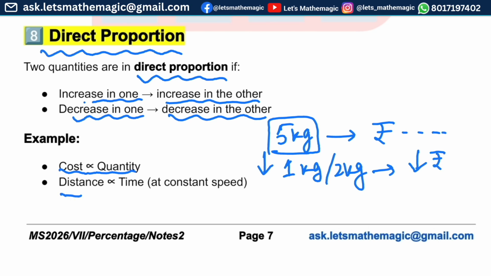The same for distance and time. If I have more distance to cover, I require more time for covering the distance. If I have less distance to cover, I require less time. Obviously it should be mentioned that the speed is constant.